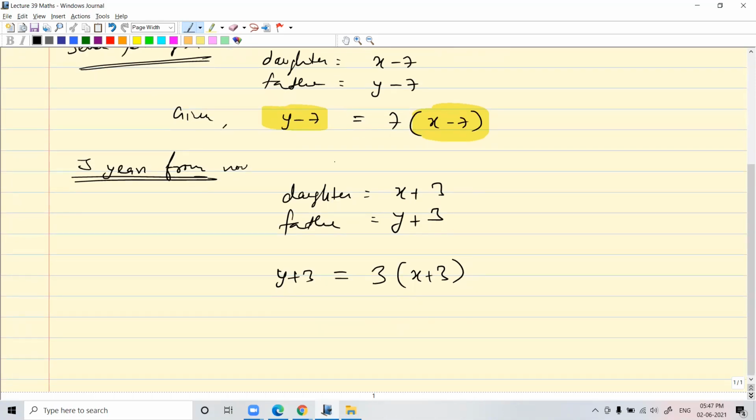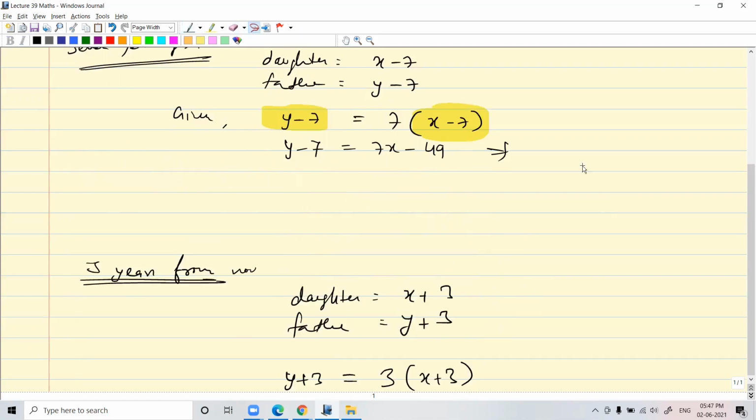So what are the simplified equations? Tell me, guys, first and second. Has anyone simplified it? So this is Y minus 7. This is 7X minus 49, right? So 7X minus Y. Okay, let me write it properly. Hold on. I'm going to simplify this equation and then the other one.